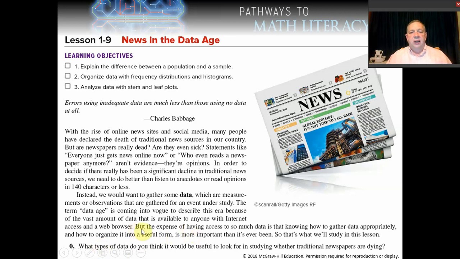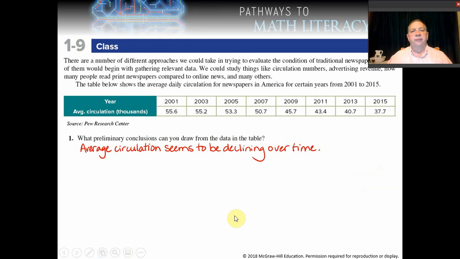Okay, so let's go on through here. Let's take a look at this. So pull down here so I can read this.